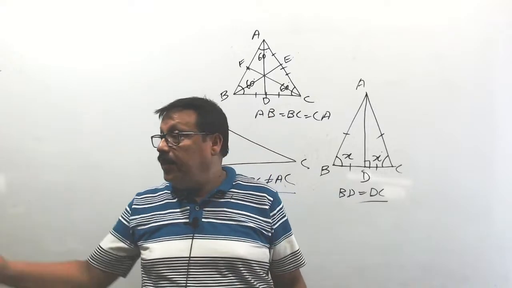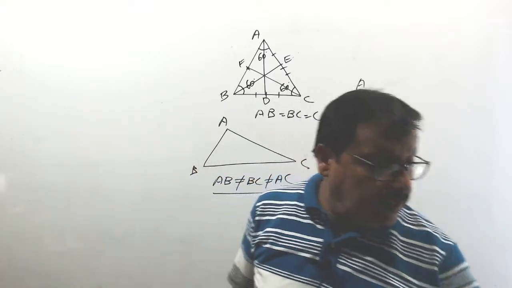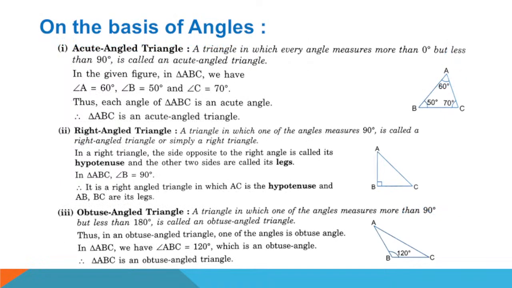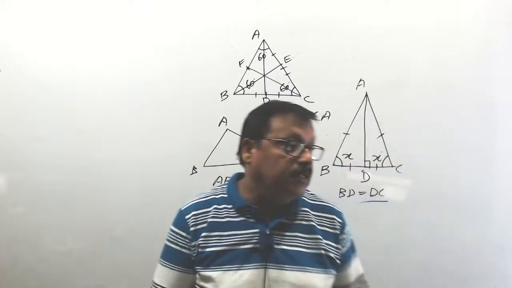So properties are given here on the slides. You will see in details. You will read by pausing the video. You will read the details. All properties are given here. These are the main properties. Next one, on the basis of angles. There are more three triangles on the basis of angles. What are they?